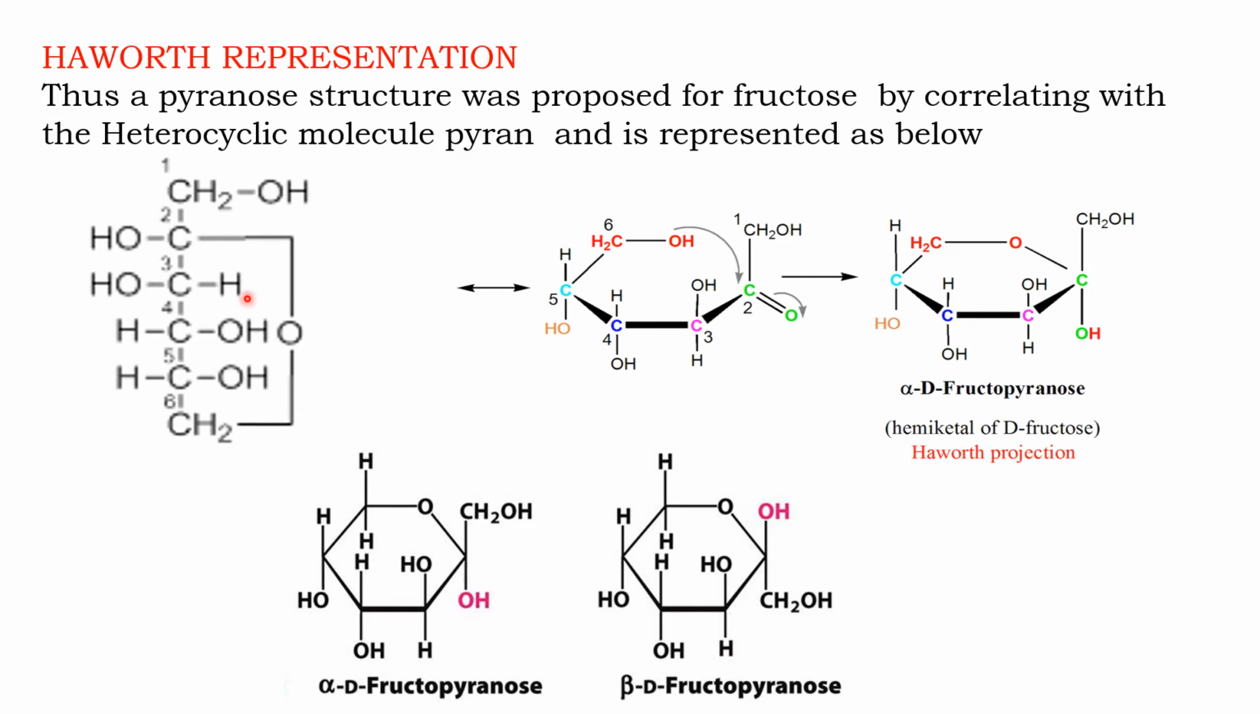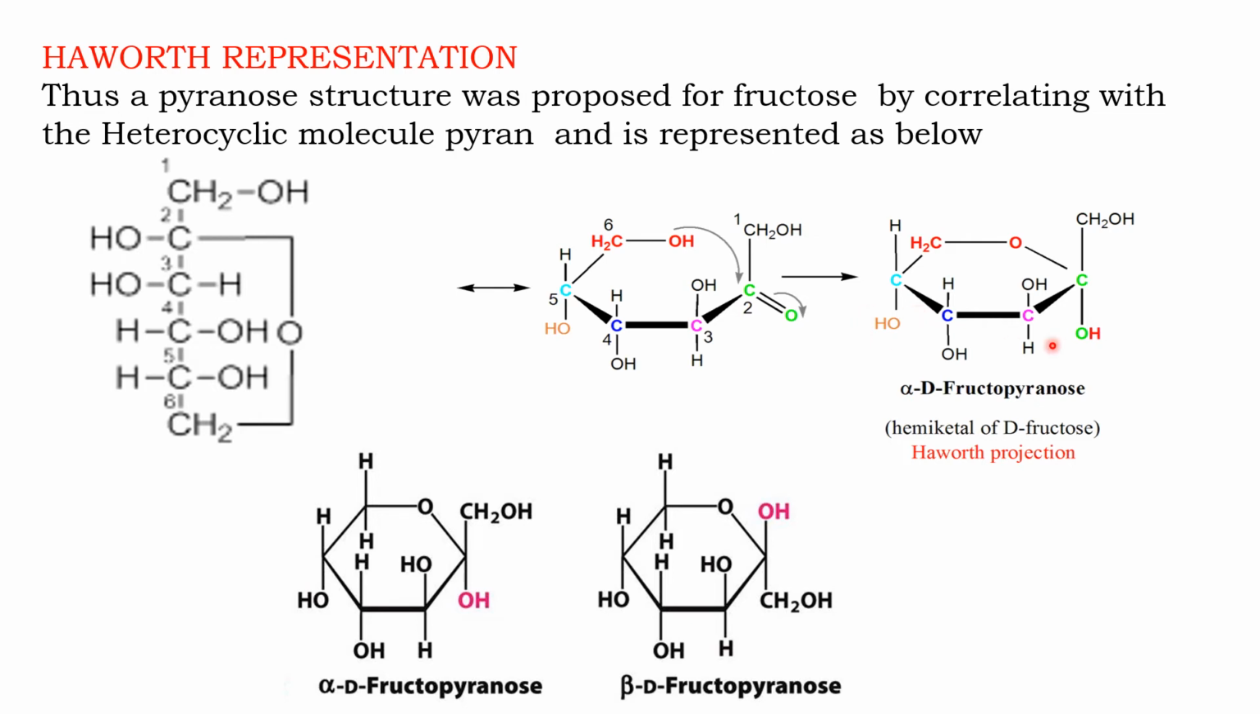Now see here, H on the right hand side, below the plane. OH on the right hand side, below the plane. Moving to here, CH2, one H above the plane and one H below the plane. So this is the pyranose structure, or alpha D fructopyranose.